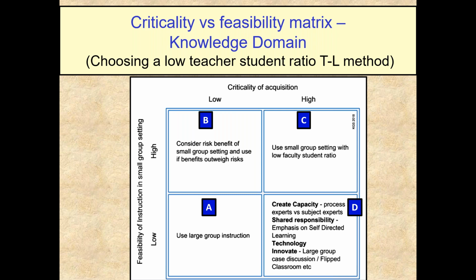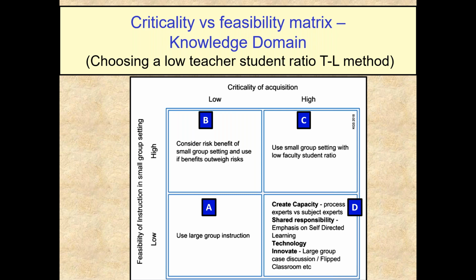Now, shared responsibility you are giving to the students. It is their responsibility. You are giving some emphasis on self-directed learning, and you are innovating with some technology and doing a large group case discussion, or you are using a flipped classroom. So this I have done in my institution with the thyroid.